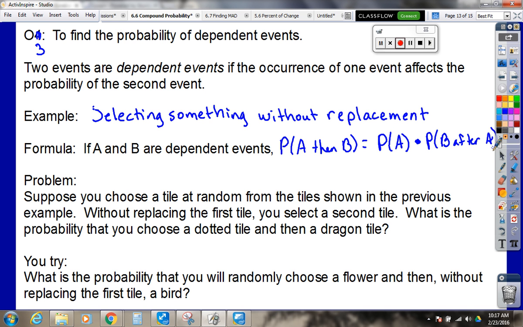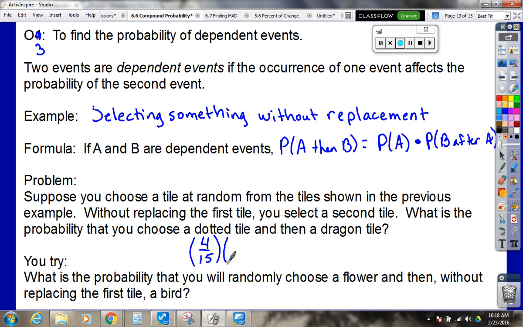All right, problem. Suppose you choose a tile at random from the tiles shown in the previous example. So look back up at your other slide. Without replacing the first tile, you select the second tile. What is the probability that you choose a dotted tile and then a dragon tile? So we already looked at dotted tile was 4 out of 15. Yes, correct. Now, if you already picked a dotted tile, how many tiles are left?